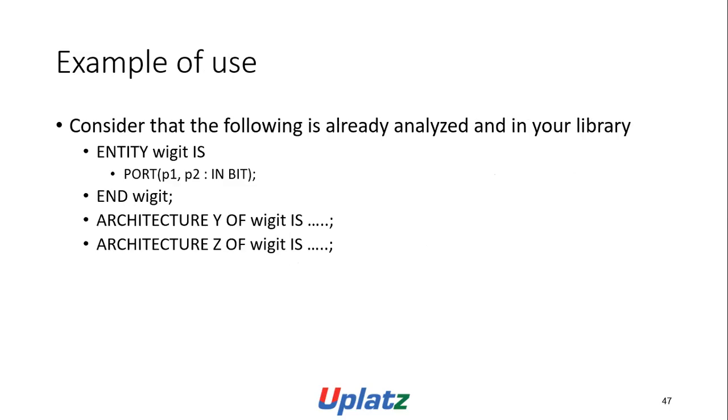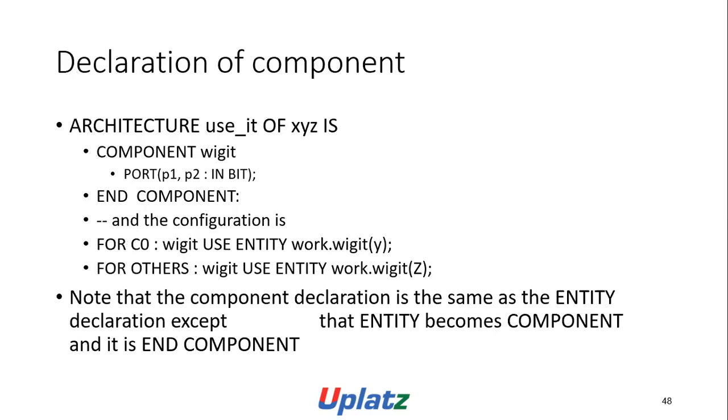Consider that the following is already analyzed and in your library. Entity widget is port P1, P2 in bit, end widget. Architecture Y of widget is. Declaration of component: architecture use_it of XYZ is, component widget, port P1, P2 in bit, end component, and the configuration is for CO widget use entity work dot widget Y. For others widget use entity work dot widget Z. Note that the component declaration is the same as the entity declaration, except that entity becomes component and it ends with end component.